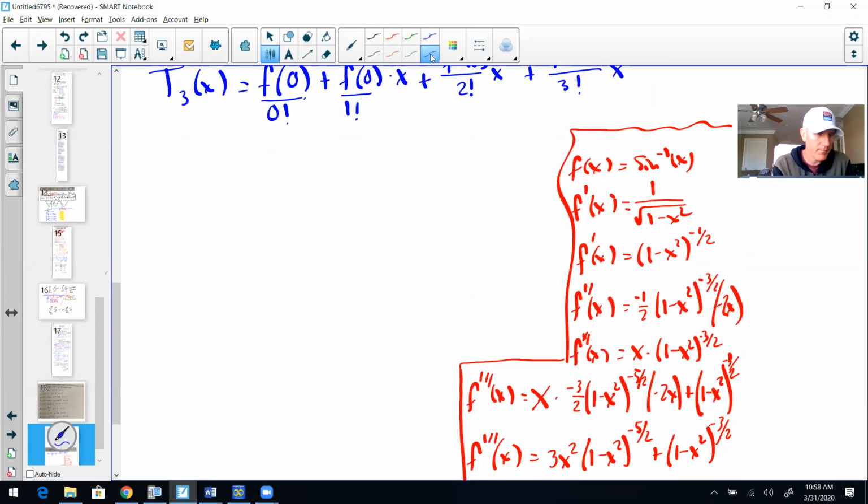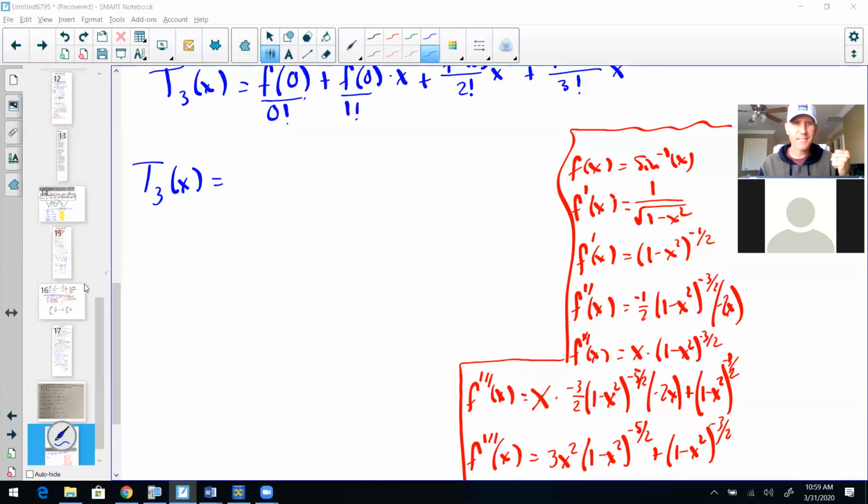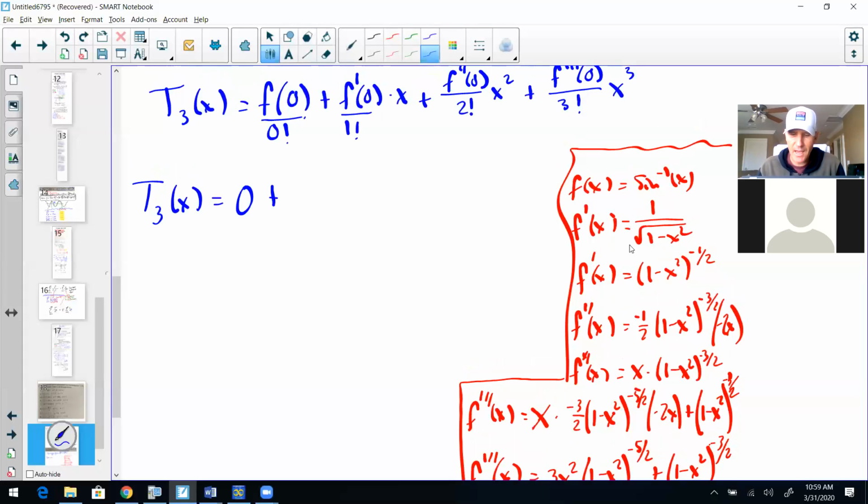Anyway, so I have that T sub 3 of x is now going to be equal to f of 0. So what is arcsine of 0? Meaning sine of what angle in radians is equal to 0? And what is that? 0. Yes! I got someone. Good, so that's going to be 0. So I don't need to put that term, well, I'll put it. Plus. Okay. F prime of 0. What is f prime of 0? So if I plug 0 in for x, what do I get?